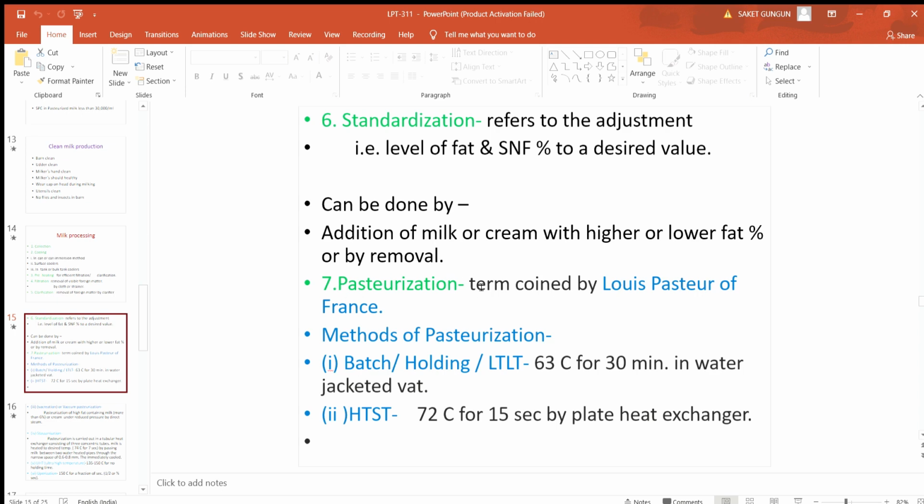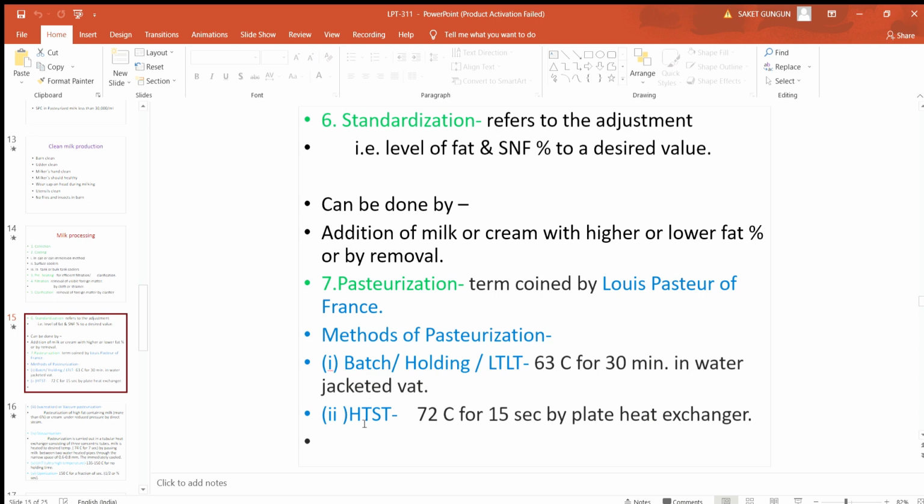This term was coined by Louis Pasteur of France. Methods of pasteurization are: first is the batch or holding or low temperature long time method. It is the cheapest method for the pasteurization of milk and mostly used in rural areas. Milk is heated at 63 degrees Celsius for 30 minutes in a water jacketed vat.